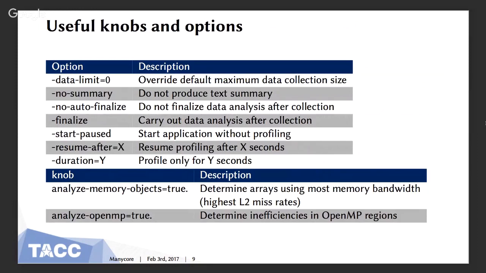I'm not going to go through each of these options, the different knobs that they have here. Basically, analyze memory objects equals true is going to give you memory access information about each of the data objects, whether arrays or whatever you've allocated in your program, for example how many L2 misses there were trying to get at that data. Analyze OpenMP equals true will generate information about inefficiencies in the OpenMP regions of your code.